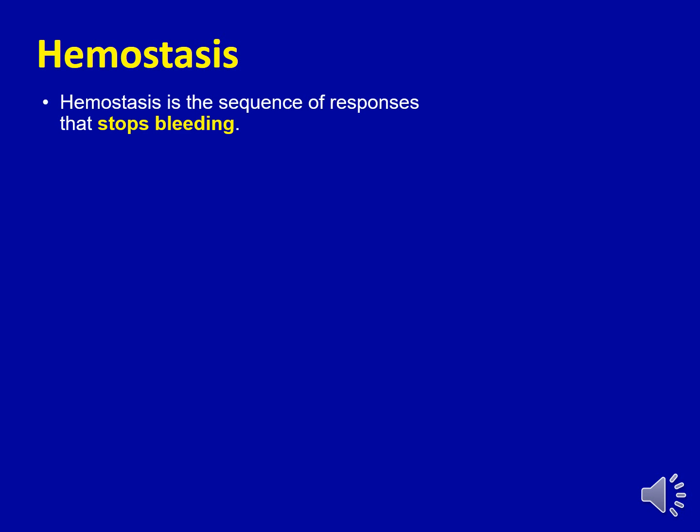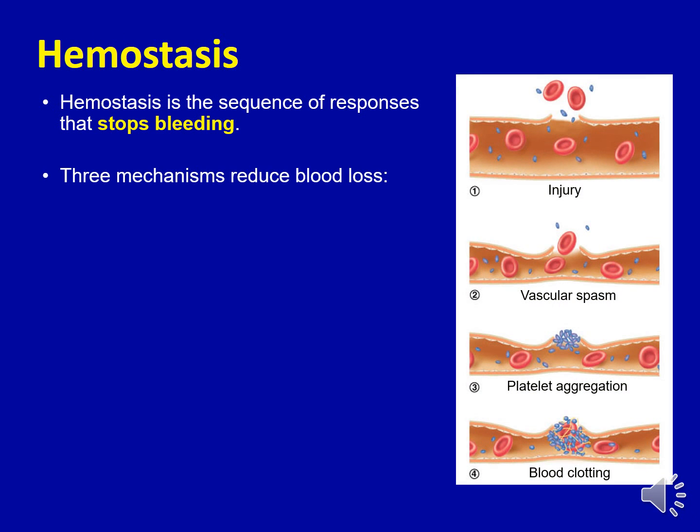Hemostasis. Hemostasis is defined as a group of mechanisms produced by the blood and the blood vessel to stop bleeding. So, it is the sequence of responses that stops bleeding. Again, we can define hemostasis as the mechanisms produced to stop bleeding by the blood vessel and the blood itself. We have mainly three mechanisms that reduce blood loss.